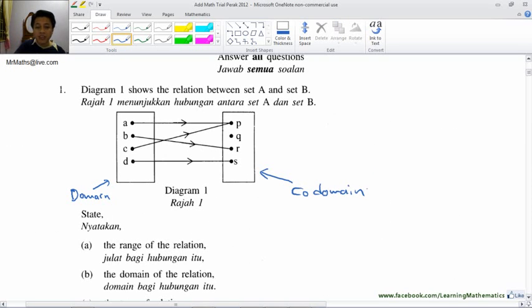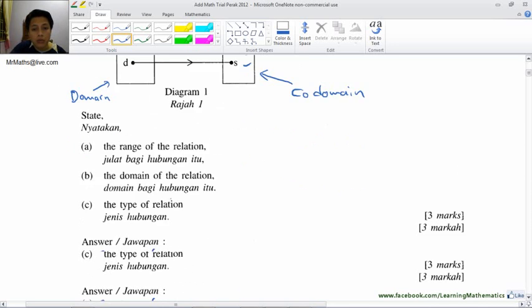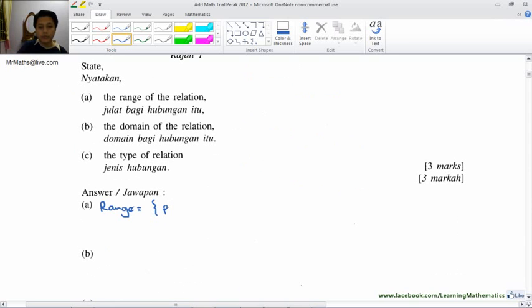So what is range? Range is the image. The image, that means it is in the codomain that is being mapped. Only those that are being mapped. So those that are being mapped are only P, R, and S. Q is not included. So the answer is range equal to P, R, and S. There you go.